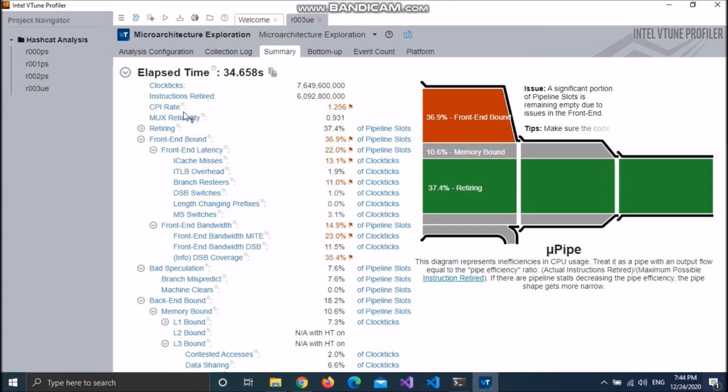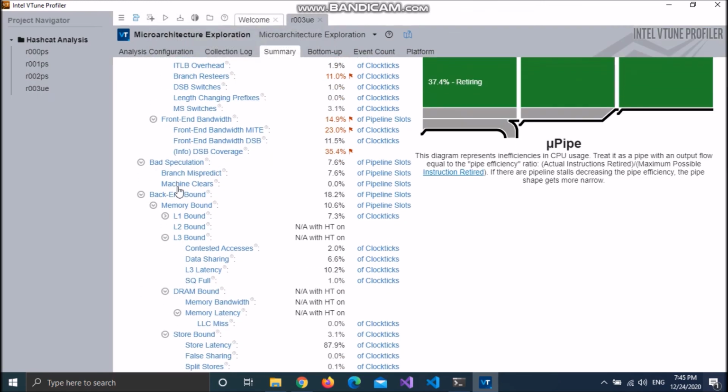And next up is instructions retired. So this means the total amount of instructions that exited the pipeline. And here it shows the actual number of instructions and also the actual number of clock pulses. Next is CPI rate. CPI is clocks per instruction. So this was the CPI rate. 1.256 was the CPI rate.